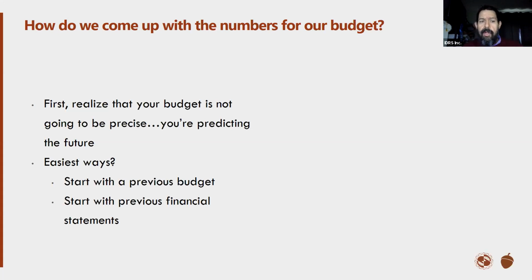I think we have to first realize that budgeting is not going to be perfect, right? And we're not going to be exact. First of all, we're trying to talk about the future, right? And so we don't know exactly what's going to happen in the future. There's always unexpected things, and there could be unexpected things that are bad, but there could be unexpected things that are good.